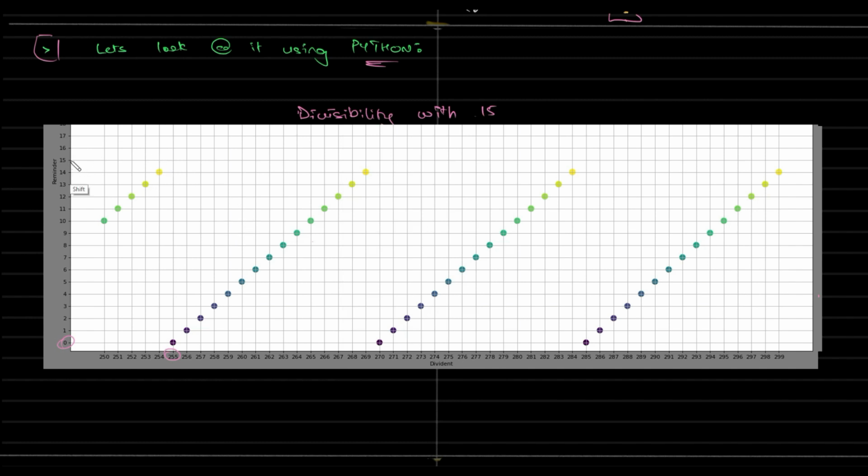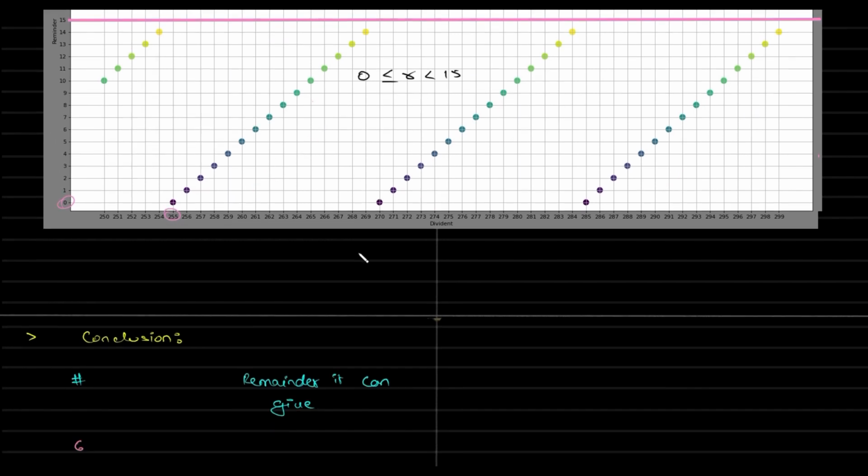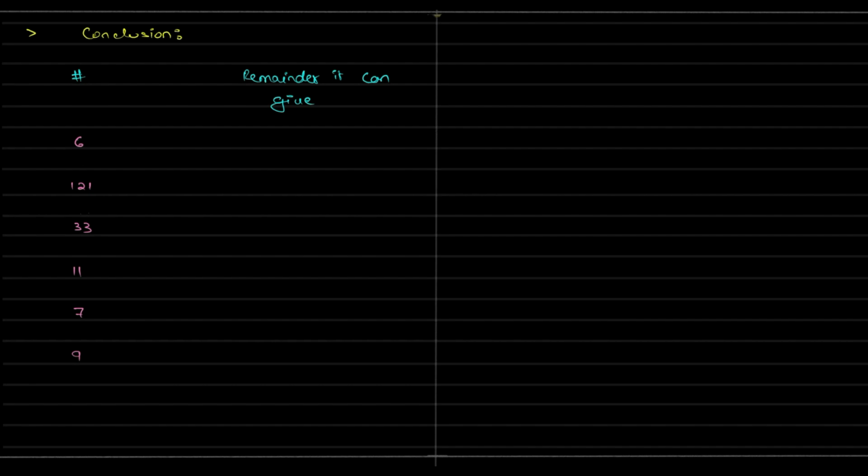So again, I'm taking the line 15, drawing a horizontal line. Clearly the remainders are not crossing 15. So I can conclude this: the remainder over here is always greater than or equal to 0, but lesser than 15. Make sense? So this is the whole Euclid division lemma. So to conclude, we will be writing this.